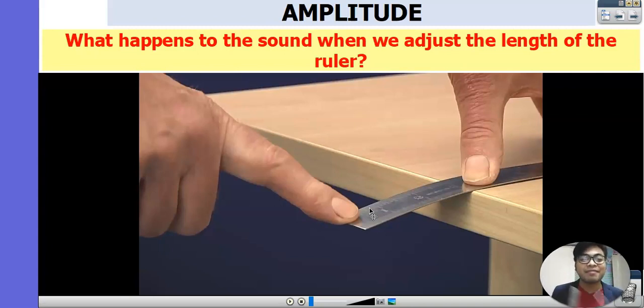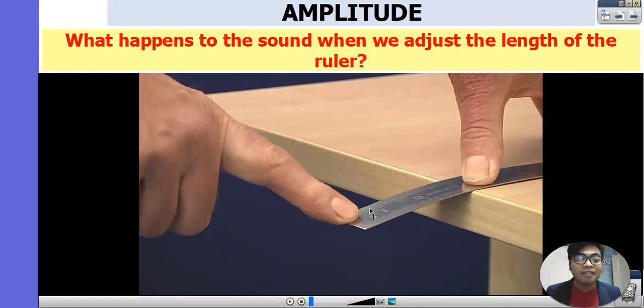We're gonna do the same thing as what I did here in the video, and it's really the best way to explain what an amplitude is. So the question here is, what will happen to the sound when we adjust the length of the ruler, just like what's being done there? A part of the ruler you place on top of the table, and the part that is left hanging is away from the table.